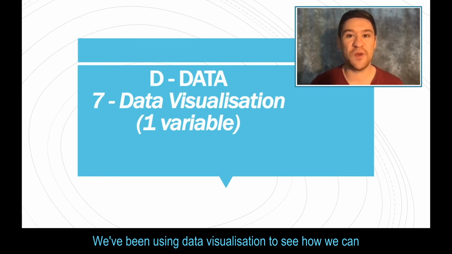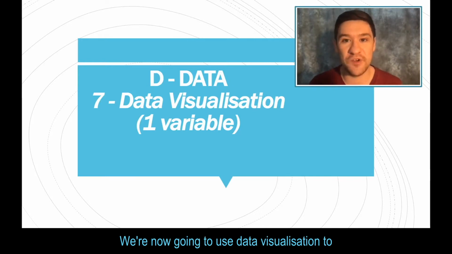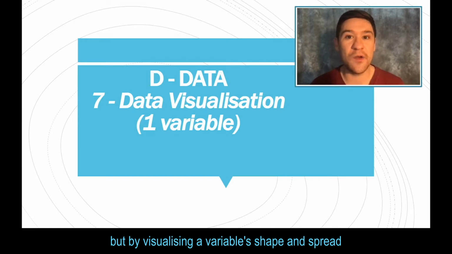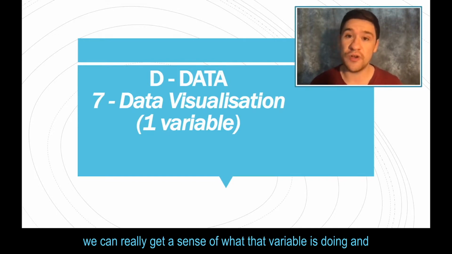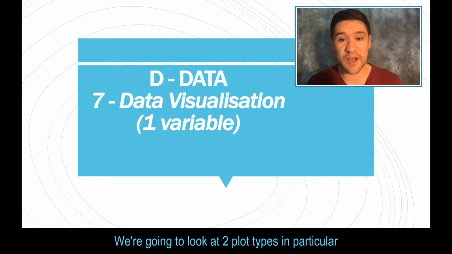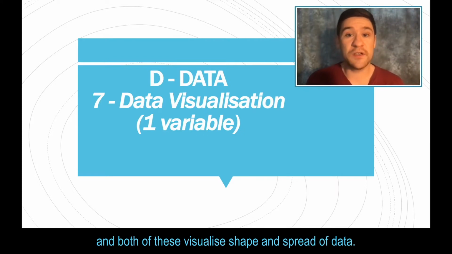We've been using data visualization to see how we can visualize the relationship between two variables. We are now going to use data visualization to visualize one variable. And you might think, what's the point? There's nothing to compare against. But by visualizing a variable's shape and spread, we can really get a sense of what that variable is doing and the story behind that variable. We're going to look at two plot types in particular, a histogram and a box plot. And both of these visualize shape and spread of data.